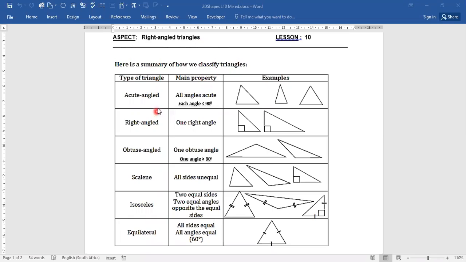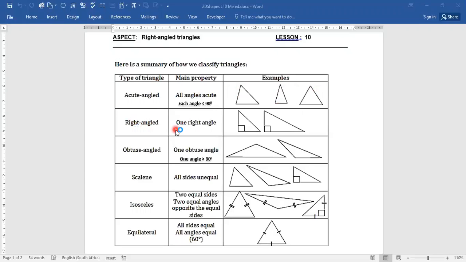Now, the different types of triangles, one is we can look at the size of the angle. An acute angle triangle has each angle less than 90 degrees. So the triangles are more or less pointed because each angle is less than 90 degrees. The angles are sharper.